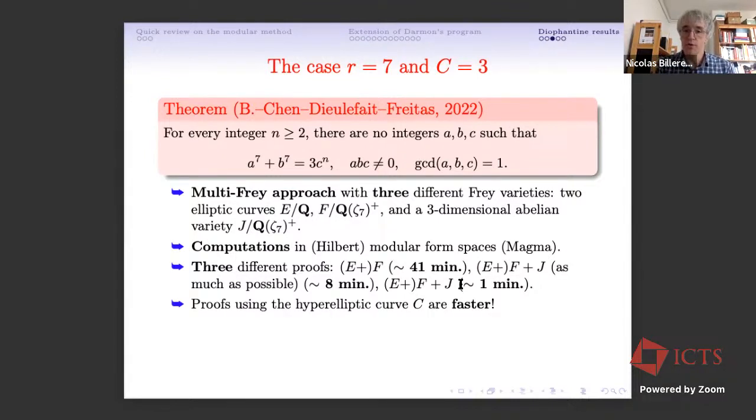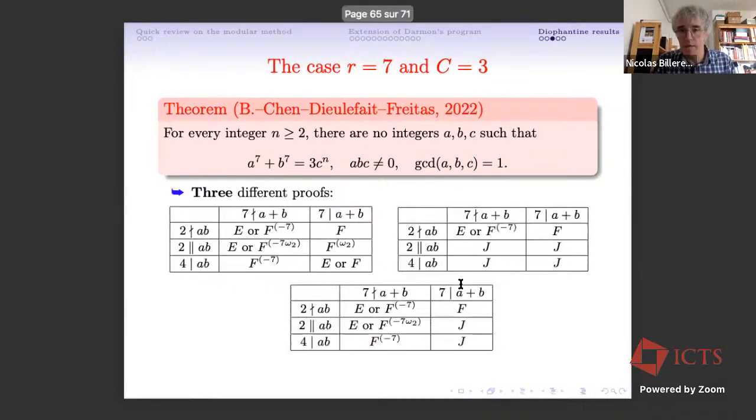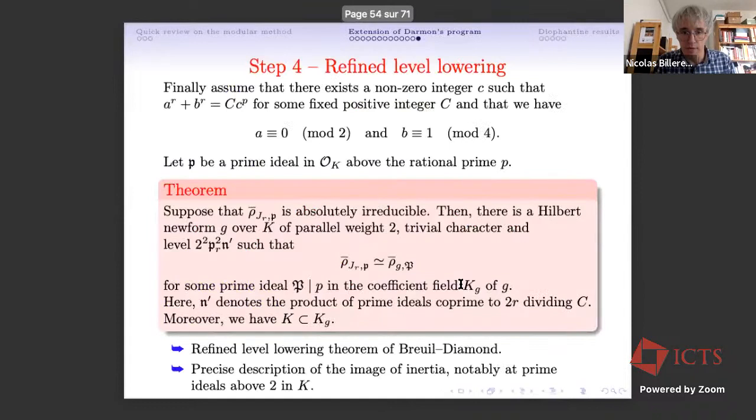And you can notice that the proofs using the hyperelliptic curve C are actually faster. And the reason is that we have developed efficient techniques to discard the isomorphism between the mod p representation attached to J and the mod p representation attached to a Hilbert newform. And these techniques are deeply relying on the condition that I've mentioned here, that the field of coefficients of the modular form that we are considering has to contain K.